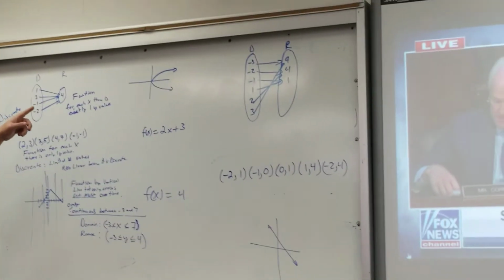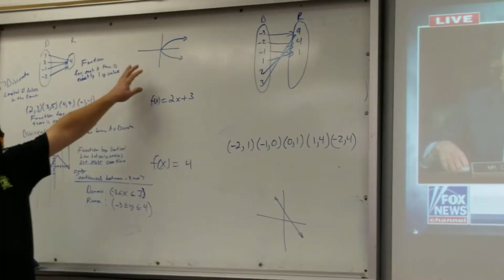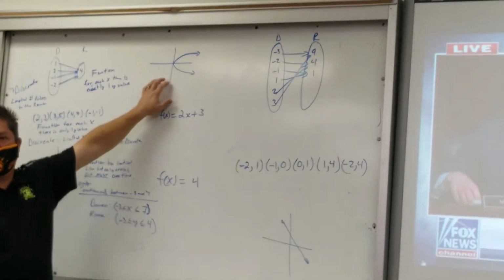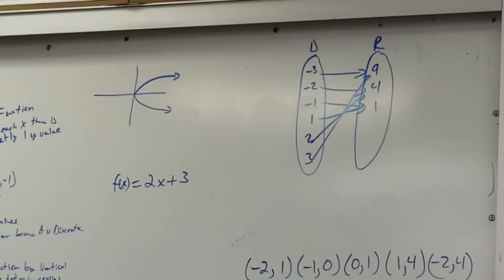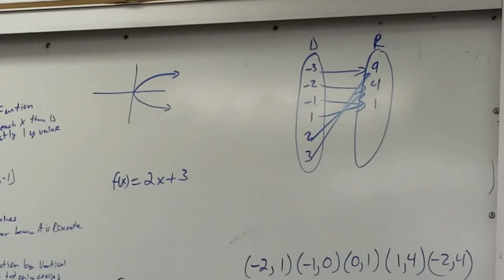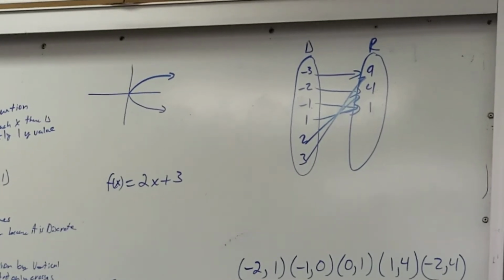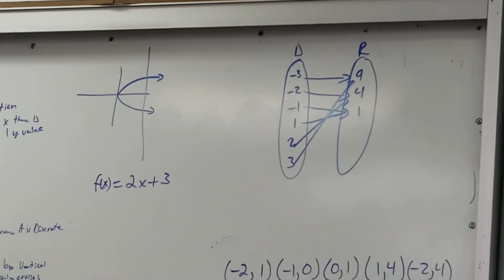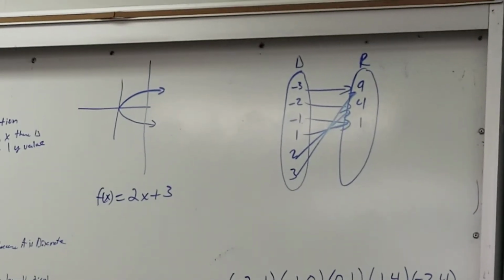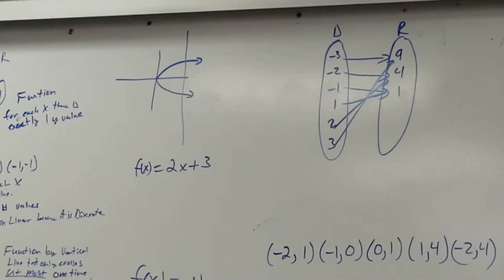All right, take a look at this top one up here. Is this a function up here? Danny, why isn't it? Because it doesn't cross the y. Yeah, if I drew vertical lines, it would hit it how many times? Twice. Think about that. If I drew a vertical line through there, how many times would it hit that function? Twice. And Danny said it didn't cross the y.